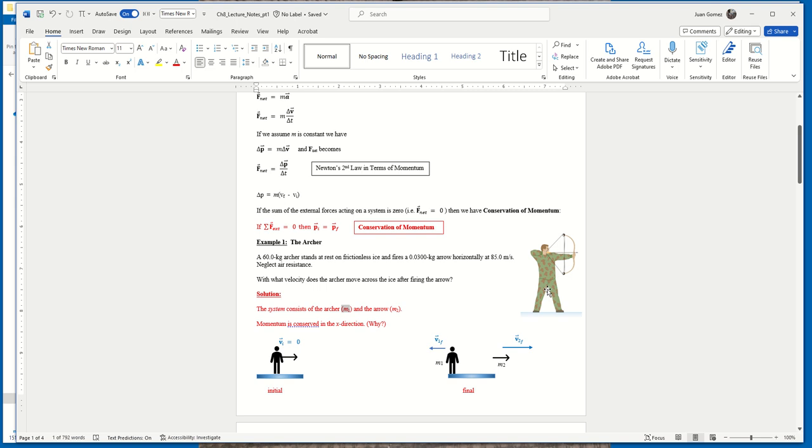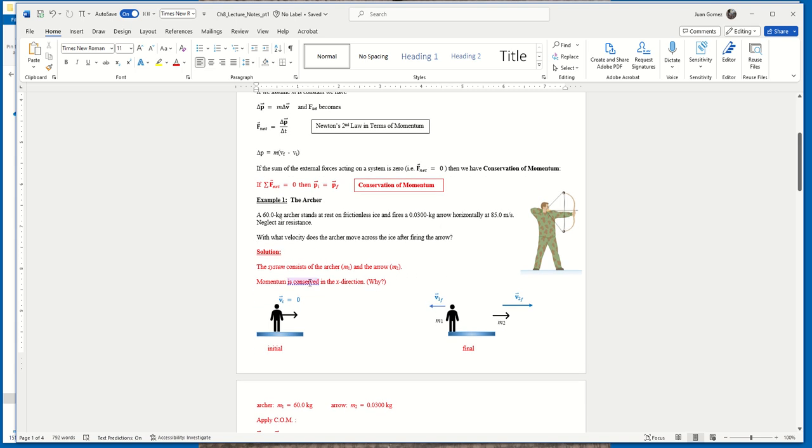Very, very simple. Consider the archer and the bow to be M1, because he never physically releases the bow. After firing, the arrow is going to go in the positive x. Hence the archer, still holding on to the bow, will go in the negative x. That's our system. The archer is M1, which is 60 kilograms. We'll call the arrow M2, which is .03 kilograms.